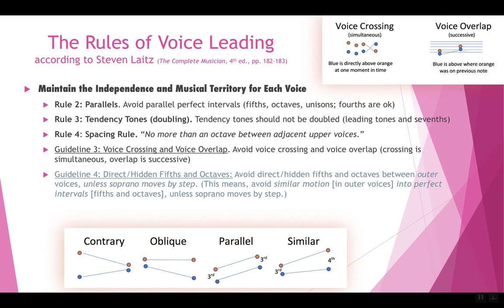So what is a direct fifth or hidden fifth? First of all, direct and hidden mean the same thing, so you can call it either one. So what are direct fifths? Direct fifths are when you move in similar motion to a fifth. And it only matters for fifths and octaves, so those perfect intervals.